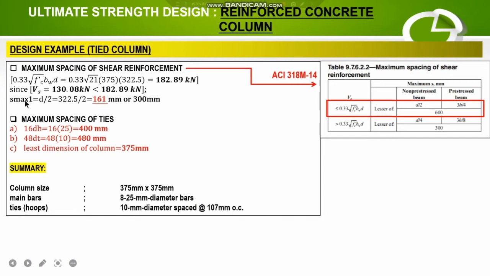the maximum spacing given by the ACI 318M-14, that for a non-pre-stressed structural member, the maximum spacing is the lesser value of d over 2 and 600. So S max 1 is equal to d over 2. So 322.5 over 2 is equal to 161 mm, or 600 mm. So we use 161 mm as the maximum spacing for our shear reinforcement.